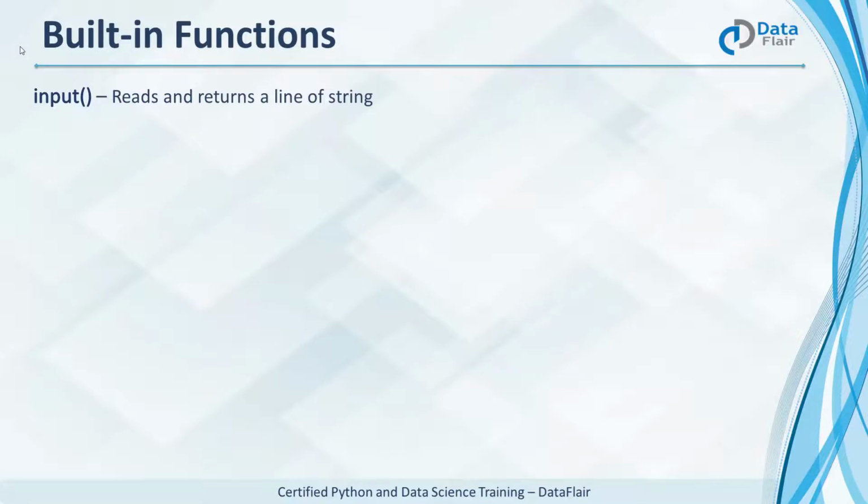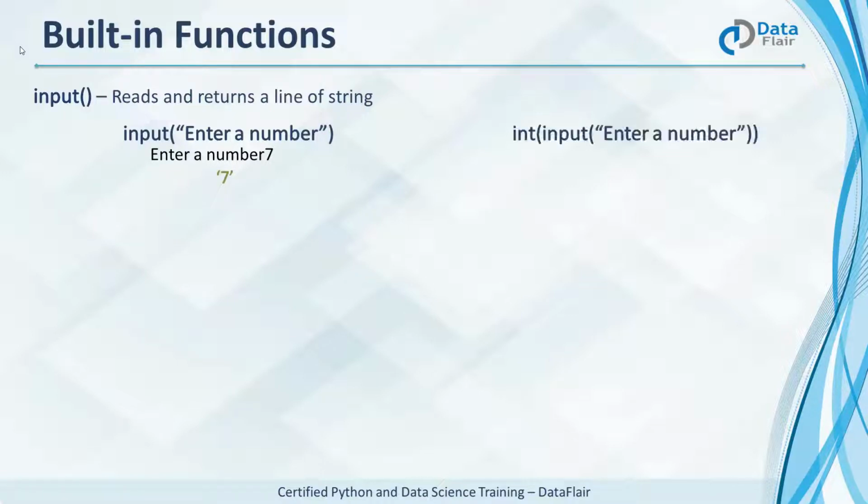Input reads and returns a line of string. This one asks the user to enter a number. The user enters 7, so the input is 7 but as a string. We can convert this into an integer by calling the int function on this call to input. Int converts a value into an integer. Int of the string 7 is 7.